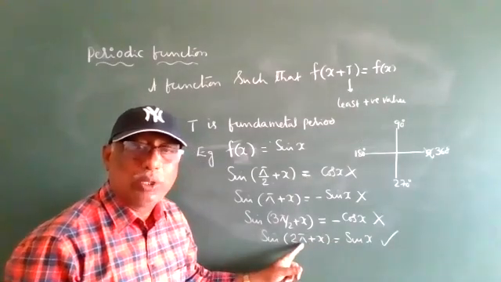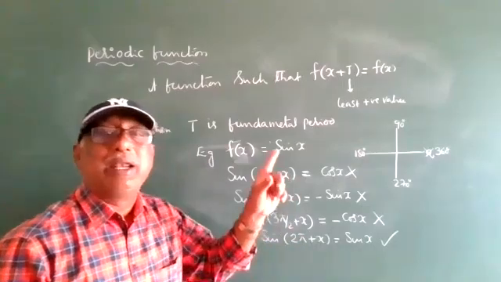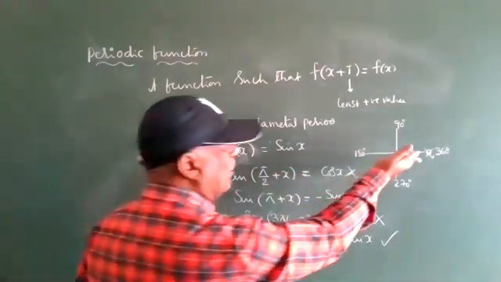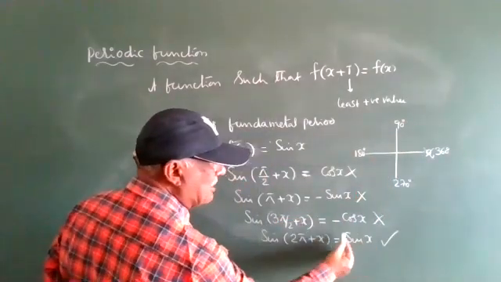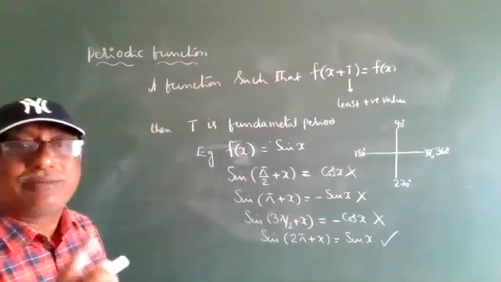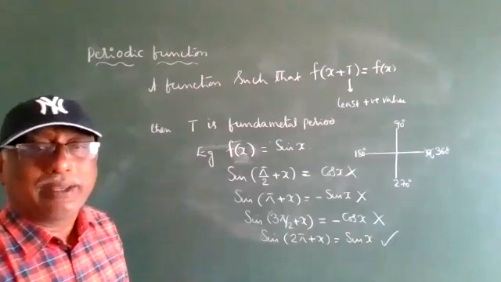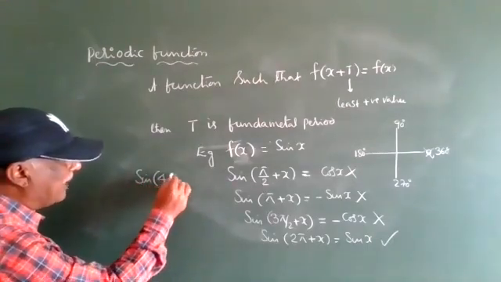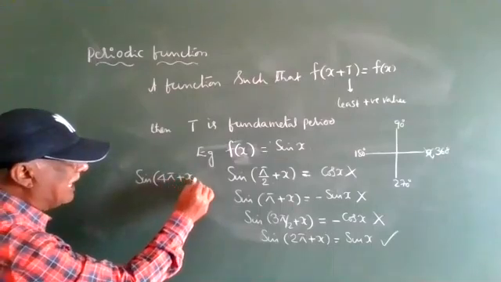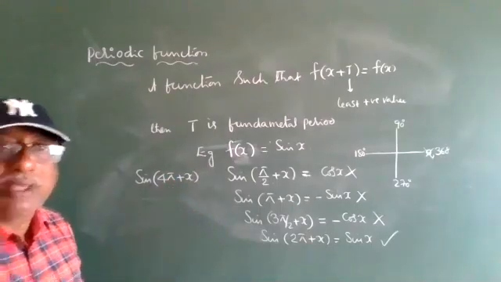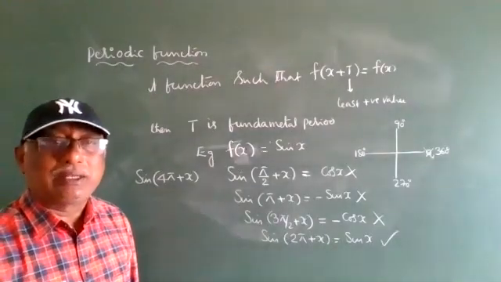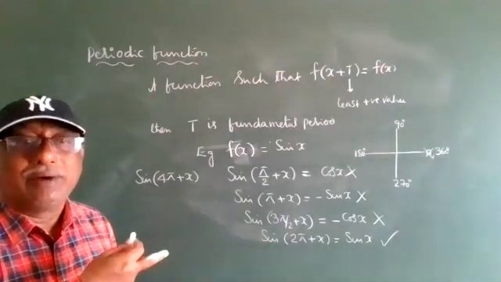Therefore, 2 pi is the period of sine x. After 360, we get the same positive sine x. Sir, what about sine of 4 pi? Sine of 4 pi plus x also gives the same. Yes, for 6 pi we get the same, for 8 pi we get the same. But we take the least.